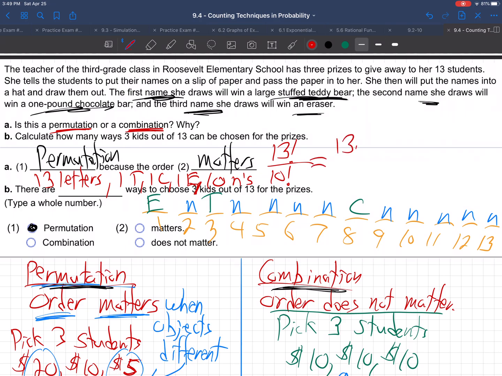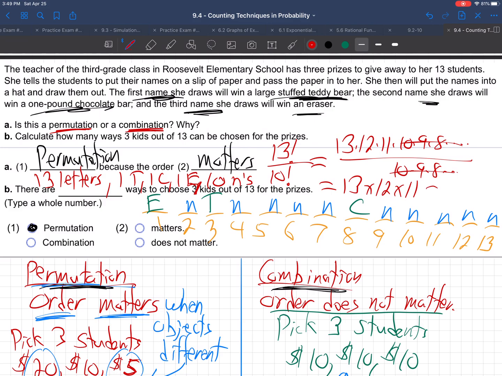So that's going to be 13 times 12 times 11 times 10 times 9 times 8, etc., over 10 times 9 times 8, etc. So all these cancel. It's going to be 13 times 12 times 11, isn't it? That's all you have to do. It's easier than thinking about permutation and combination. The answer is 1716.